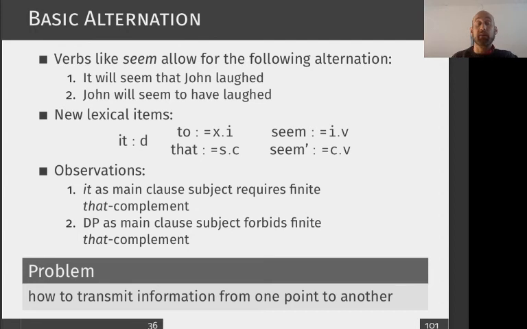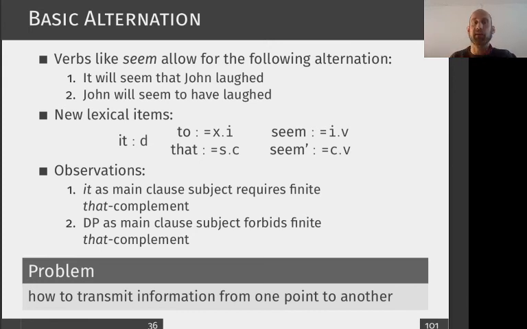We could also have, for one, John will seem that John laughed. And for two, we could change John with it because they have the same category and get it will seem to have laughed. And we don't want those. So our lexical items that we actually have overgenerate, give us the wrong results. Okay? And we need to rein them in. We need to restrict them somehow.